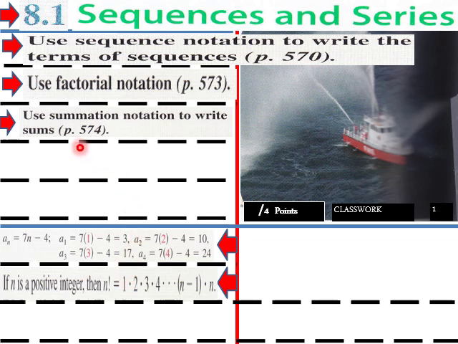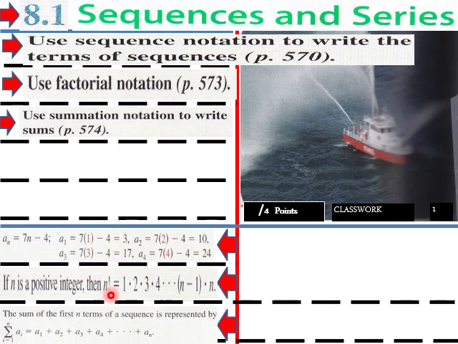And then use summation notation to write sums. To do that, the sum of the first n terms of a sequence is represented by this symbol, your summation symbol, with n as your upper limit, and then you start down here at i equals 1, and then you start here with a sub i, and then you continue with your sequence for n terms.